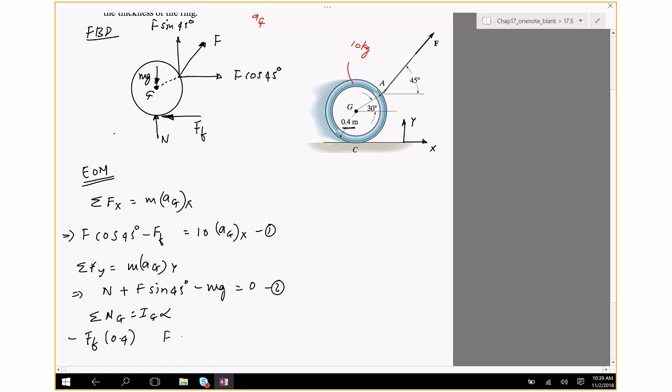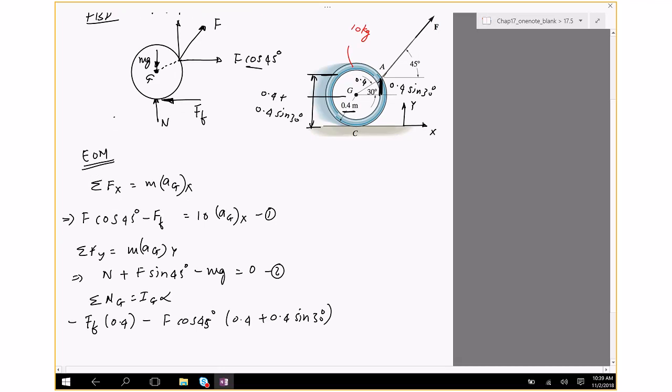Then there is F cosine 45 degrees, which has a moment arm. I need to find this distance. That distance is 0.4 plus 0.4 sine 30, because this distance is 0.4 sine 30 and this is 0.4. So 0.4 plus 0.4 sine 30 degrees. That acts in the clockwise direction because F is above G, and so it's going to create a clockwise torque. So negative.